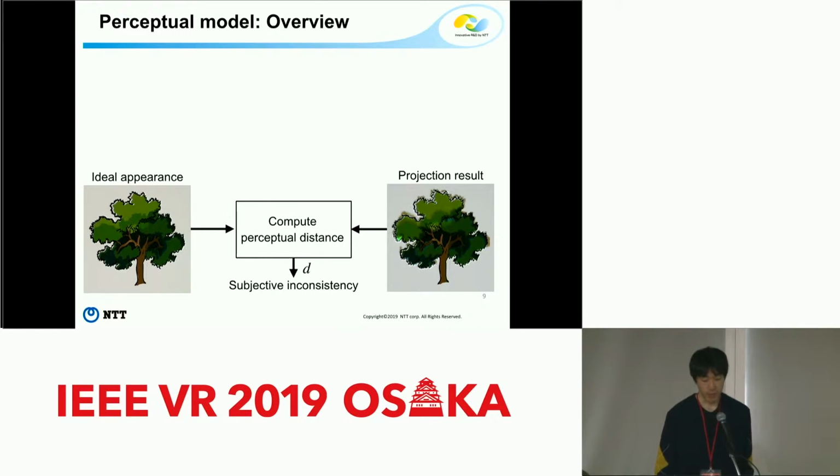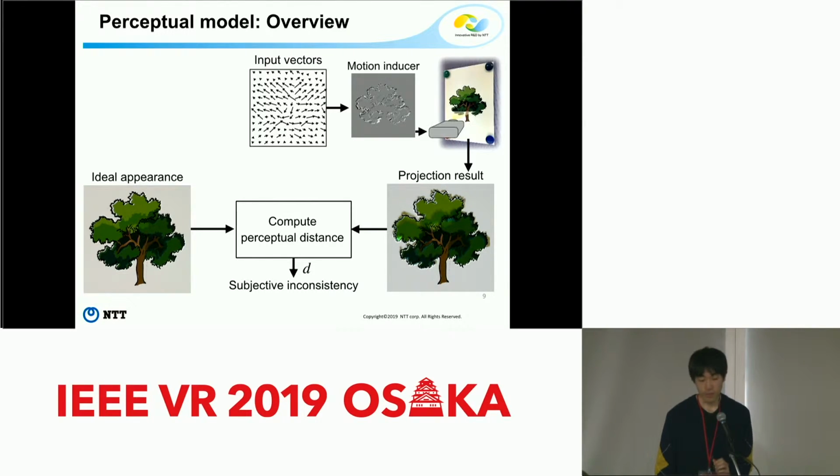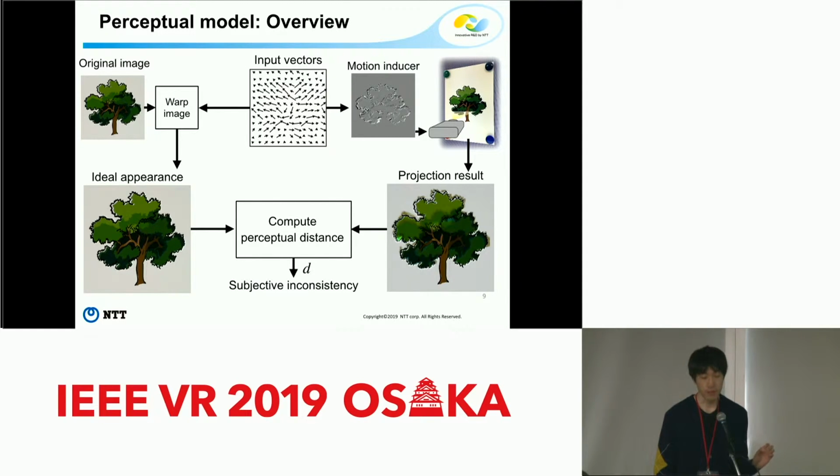The basic idea of our perceptual model is that the shift limit can be determined based on the perceptual distance between the projection result and its ideal appearance. To obtain a projection result, we simulate the whole projection process in a computer. To obtain the ideal appearance, we simply warp the original image using the input motion vector.